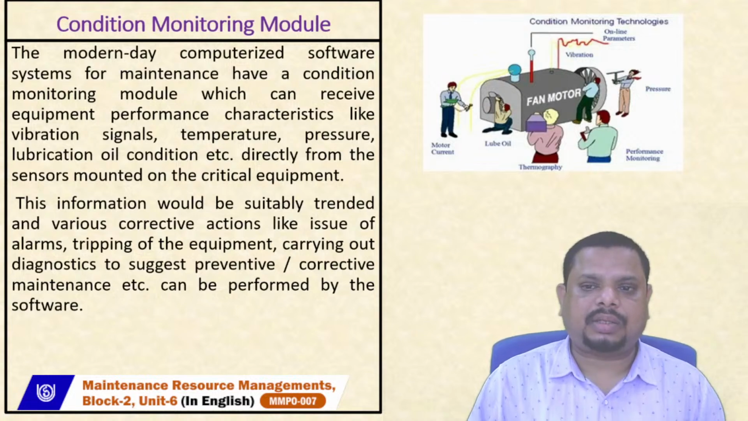And the next important part is that the life of equipment as well as the long life cycle of equipment should be preserved for further applications inside the organizations. That also helps in reducing accidents as well as waste reduction in case of condition monitoring. So this information is compared against suitable standards, and various corrective actions like issue of alarm, tripping of equipment, carrying out diagnostics to suggest preventive as well as corrective maintenance can be performed by the software.